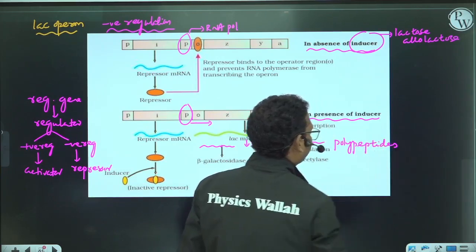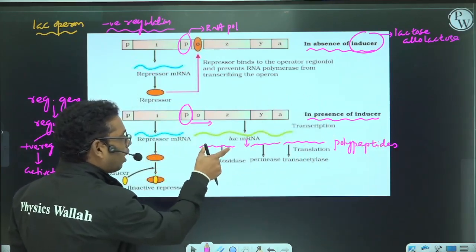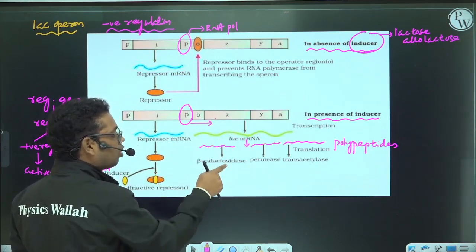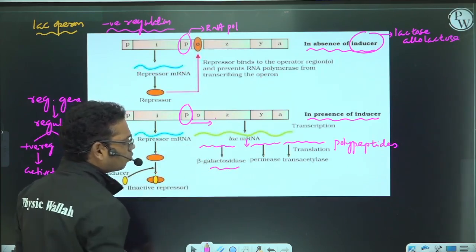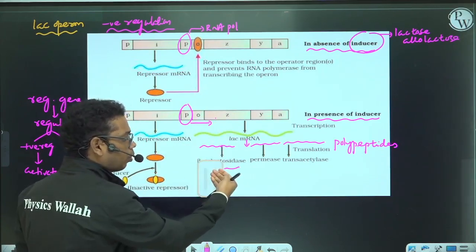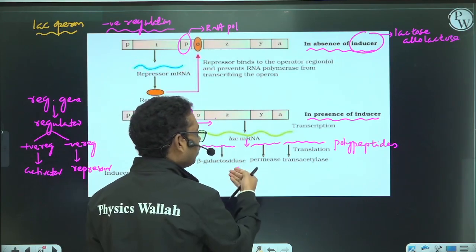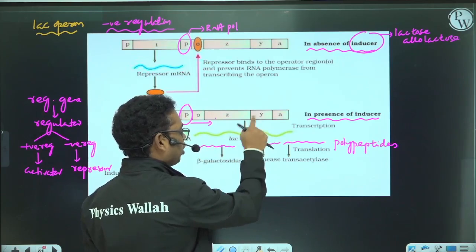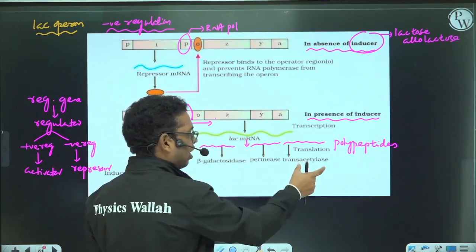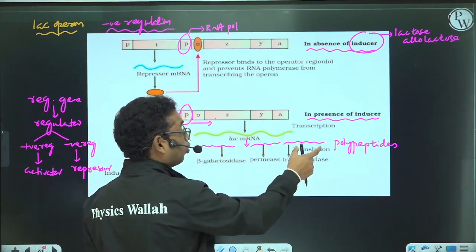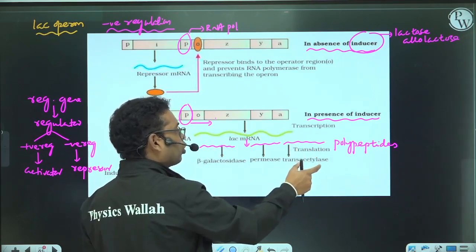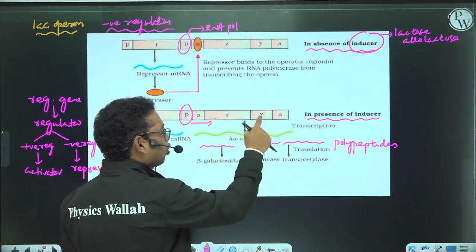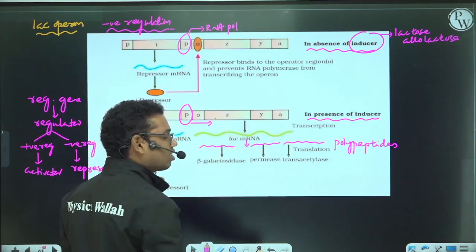3 polypeptides are there. This polypeptide corresponds to this gene Z, and this gene will code for the beta galactosidase. Okay, and this polypeptide will form the permease, and this corresponds to the gene Y, and this transacetylase is coded by this gene A. So Z codes for beta galactosidase, Y for permease, and A for transacetylase.